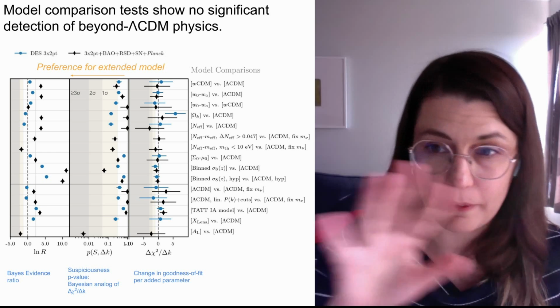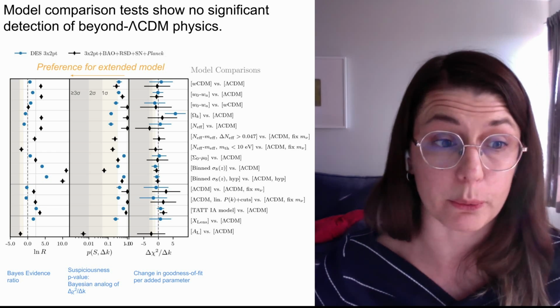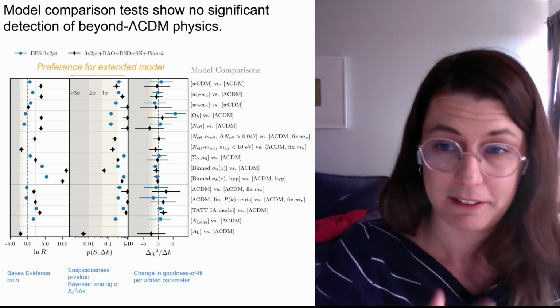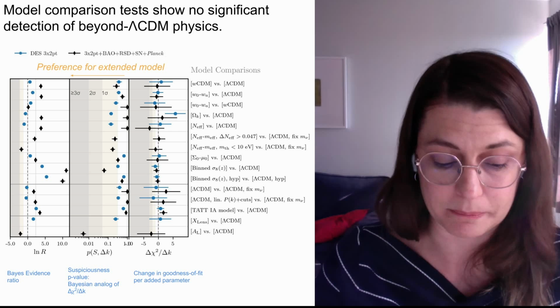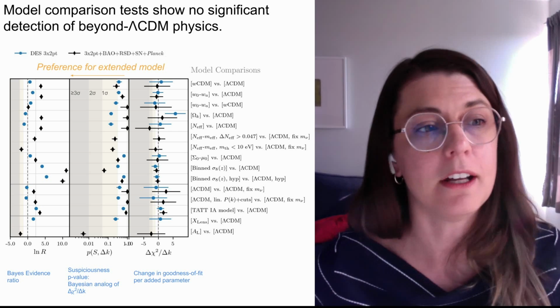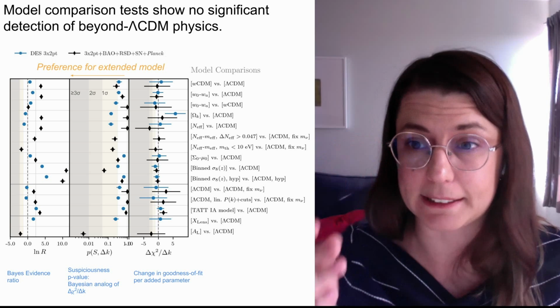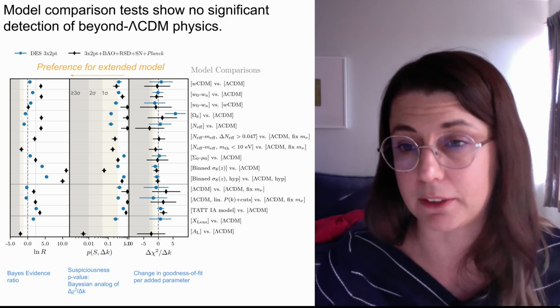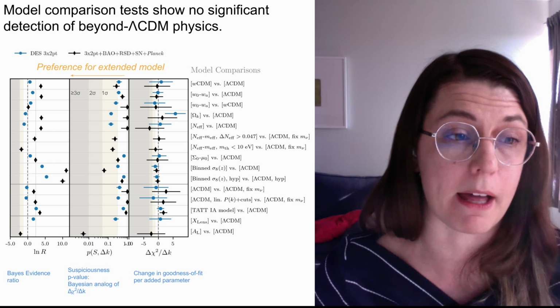All right, so that's a quick overview of results for several of the individual models we looked at. There are a couple of key things that we might be interested in looking at, given the amalgamation of all those models together. One is, let's look at some model comparison statistics and evaluate: is there any preference for any of these added parameters as opposed to the more minimal Lambda CDM model?